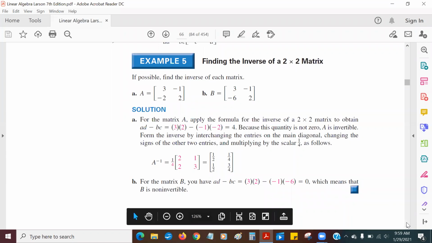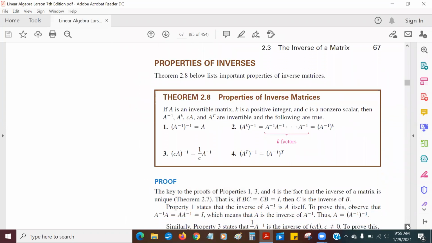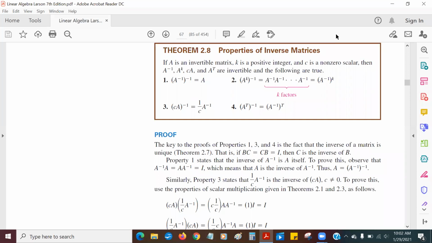Okay, we got that. So now we're going to look at some properties of inverse matrices. Properties of inverse matrices. Number one is obvious, pretty much by definition: the inverse of the inverse is the original matrix. This says that if I have CA and I invert it, it's the same thing as saying 1/C times A inverse. This is not hard. This is not that bad.